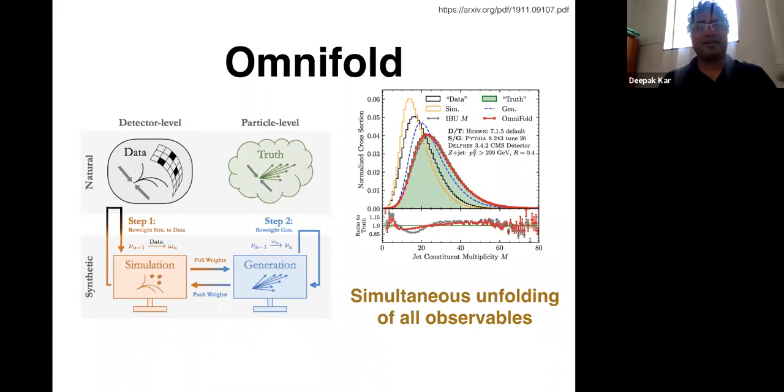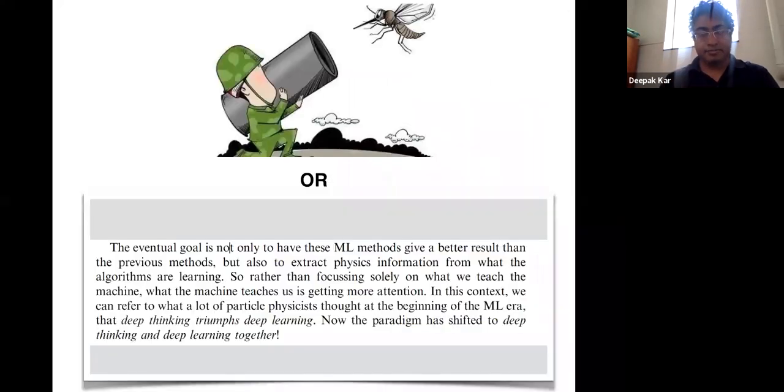So the OmniFold, they actually don't try to do it distribution by distribution. They try to unfold the whole spectrum so that they can construct any observable from that. It's also using something like GANs and stuff, but I'm not going to go into the detail.